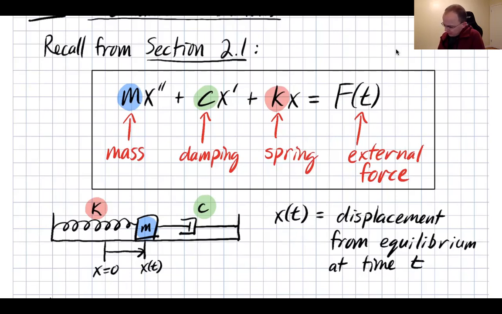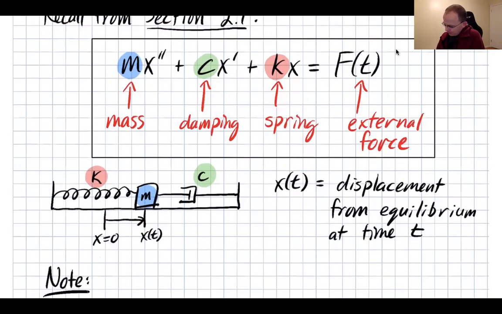Okay, and the x here is going to represent the displacement from the equilibrium. So it's a positive x if it's pushed to the right, and it's negative if the mass is pushed to the left from equilibrium. All right.